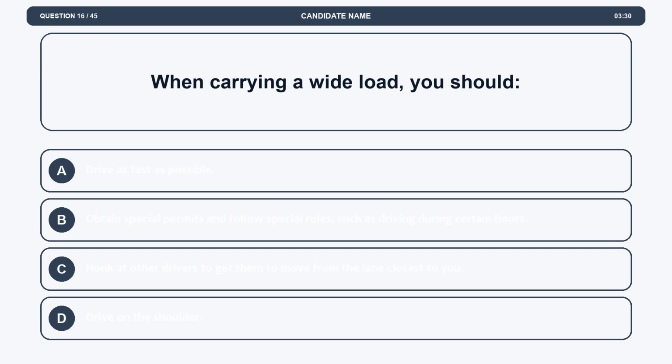Question 16. When carrying a wide load, you should. Option A. Drive as fast as possible. Option B. Obtain special permits and follow special rules, such as driving during certain hours. Option C. Honk at other drivers to get them to move from the lane closest to you. Option D. Drive on the shoulder.